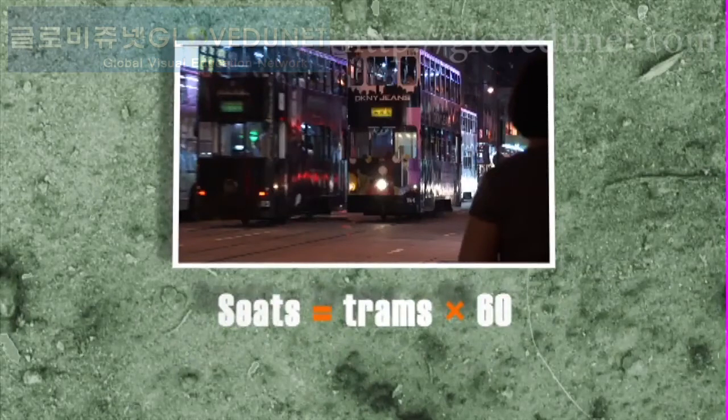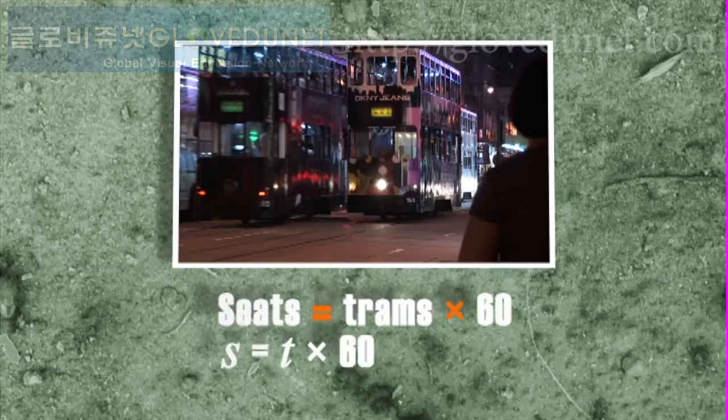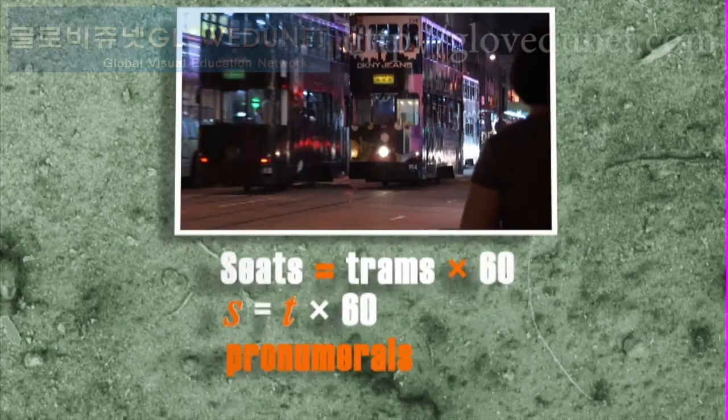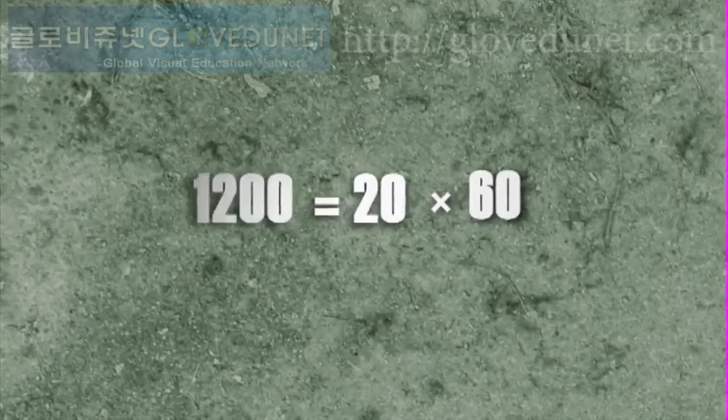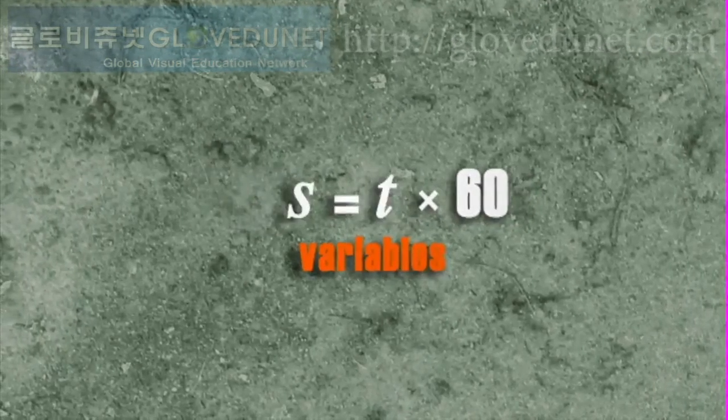To make it even shorter, we use single letters. S equals T multiplied by 60. S and T are called pronumerals. S represents the number of seats and T the number of trams. In algebra, we use pronumerals as substitutes for numbers. Because the values of S and T can vary, they're also called variables.